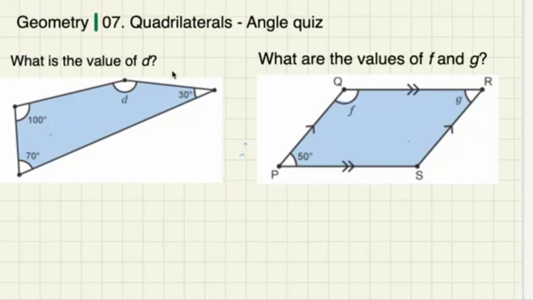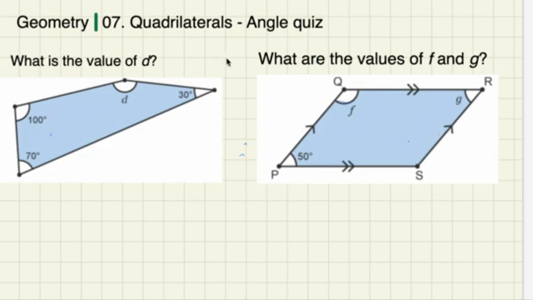Welcome. We have another test, and this is about angles and quadrilaterals. So we have two examples of quadrilaterals. There's this one, a trapezium it looks like. This one is a parallelogram, and you can tell that because these sides are equal, these sides are equal. So that's a classic sign of a parallelogram.